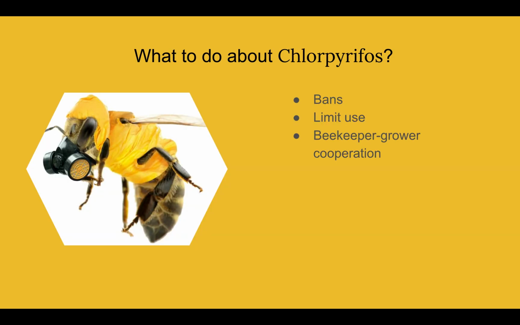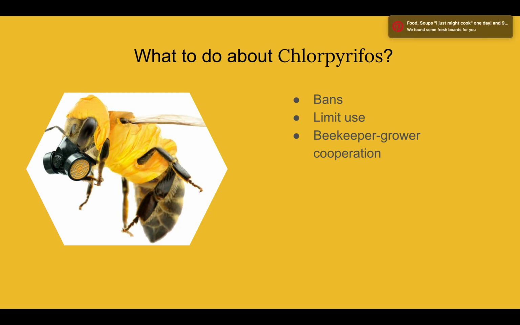So what is it that we can do about chlorpyrifos, and how do we protect our bees? There are many bans, limiting of use, and beekeeper-grower cooperation that have now been occurring. With the new knowledge that bee colonies are in the midst of a massive die-off, thanks to the dangerous pesticide that we've been talking about, the EPA has started to reconsider the use of chlorpyrifos for bee and human safety.